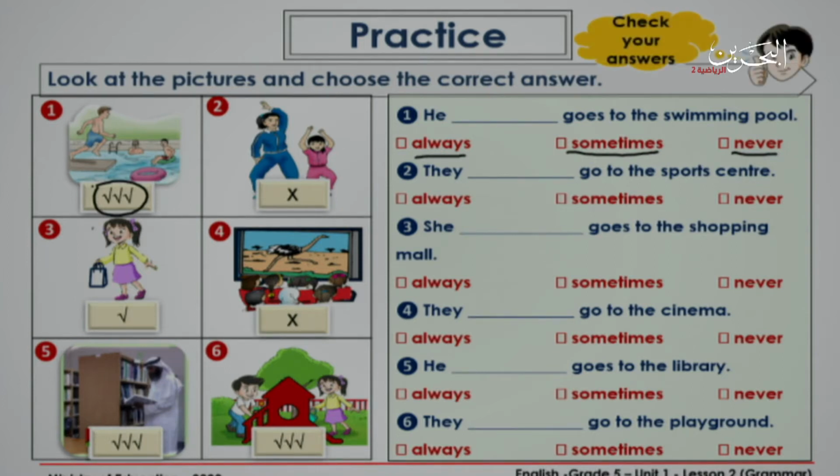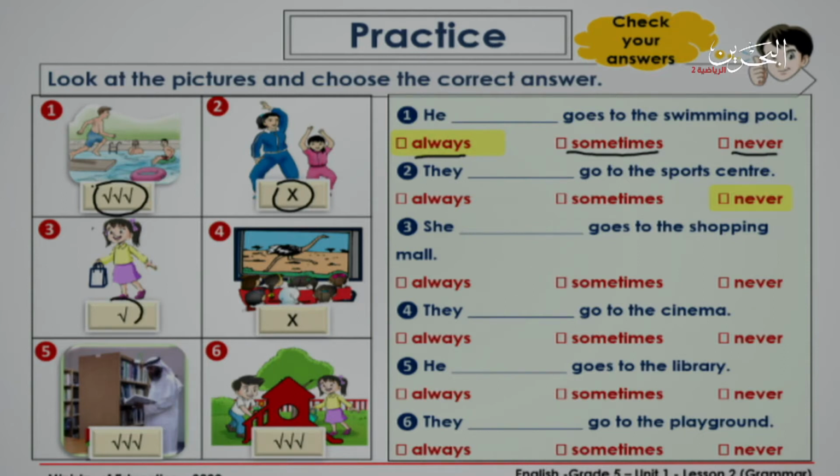Now let's check your answers. Let's go back to number 1. What was your answer? You have 3 ticks here. He always goes to the swimming pool. Excellent. Look at number 2, picture 2. You have X. They never go to the sports center. Very good. Look at number 3.